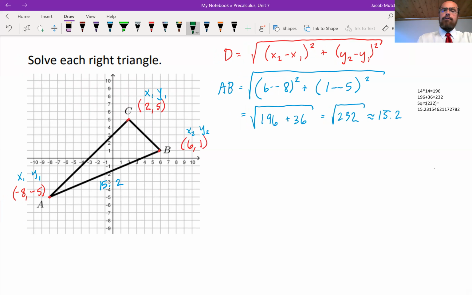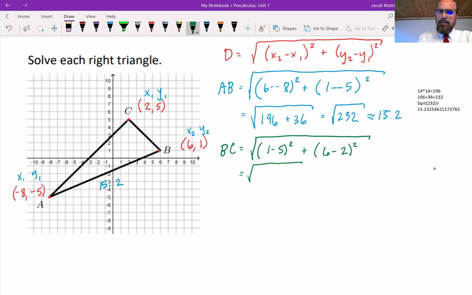And just like we did for side AB, I want to substitute those values into the distance formula. So for this version, my y2 is going to be 1 minus y1 is 5. So 1 minus 5 squared, plus x2 is 6 minus x1 is 2. 6 minus 2 squared. And that's going to give me the square root of 1 minus 5 is -4.